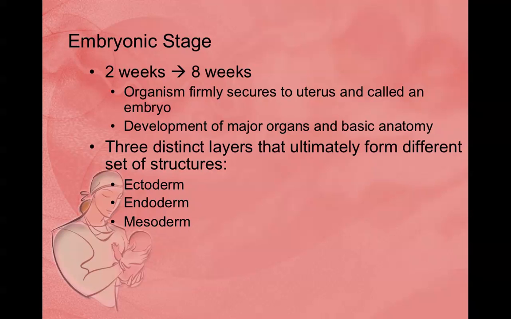Development of organs and basic anatomy occurs, and 3 distinct layers that ultimately form different sets of structures occur. The ectoderm, which forms skin, hair, teeth, sense organs, brain, and spinal cord. The endoderm, which becomes the inner layer of the digestive system, liver, pancreas, and respiratory system. And the mesoderm, which is sandwiched between the other 2 and forms the muscles, bones, blood, and circulatory system.